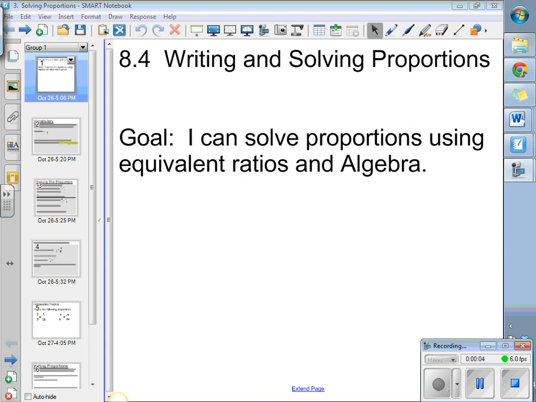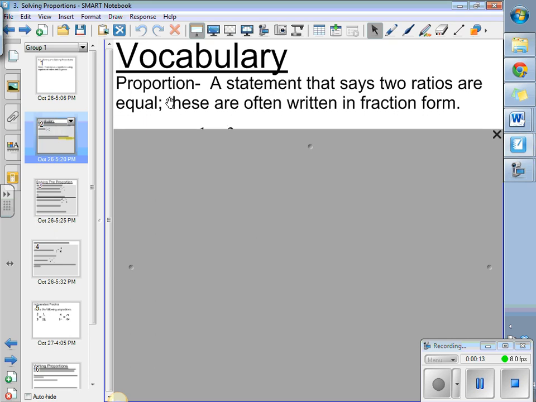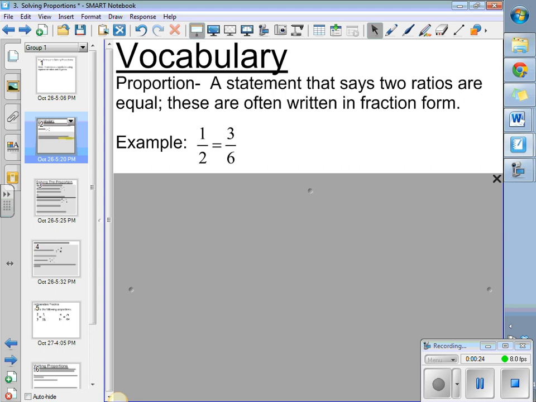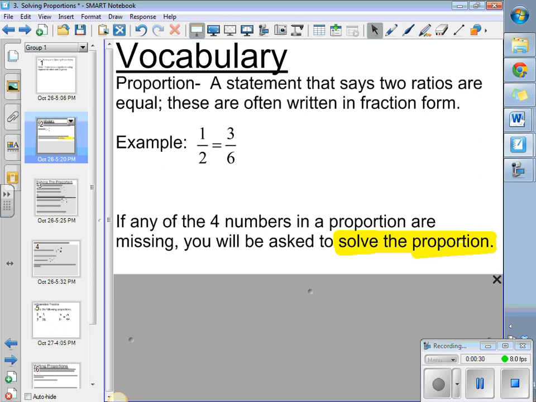Today's lesson is writing and solving proportions, and our goal is that we can solve proportions using equivalent ratios and algebra. Vocabulary. Proportions. A proportion is a statement that says two ratios are equal. These are often written in fraction form. An example, 1/2 equals 3/6. If any of the four numbers in a proportion are missing, you will be asked to solve the proportion.